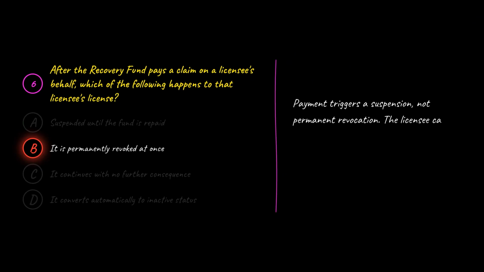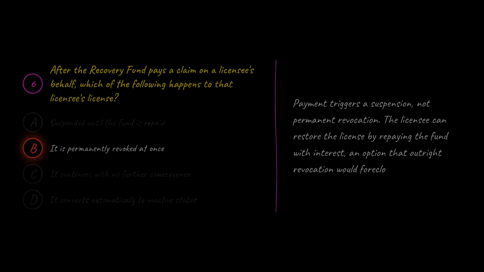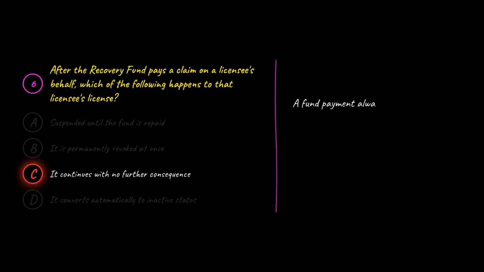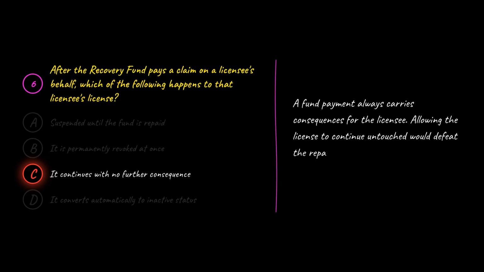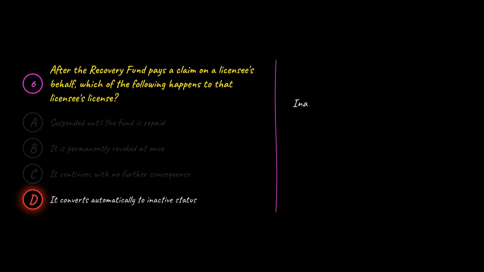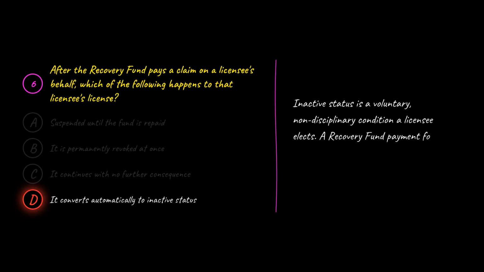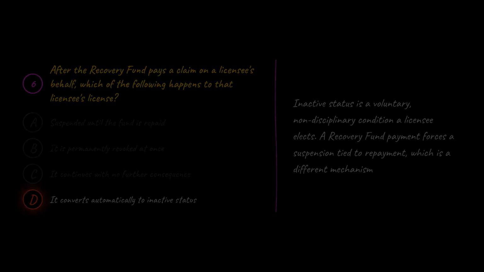The licensee can restore the license by repaying the fund with interest, an option that outright revocation would foreclose. C is wrong because a fund payment always carries consequences for the licensee. Allowing the license to continue untouched would defeat the repayment incentive the suspension is designed to create. D is wrong because inactive status is a voluntary non-disciplinary condition a licensee elects. A recovery fund payment forces a suspension tied to repayment, which is a different mechanism altogether.